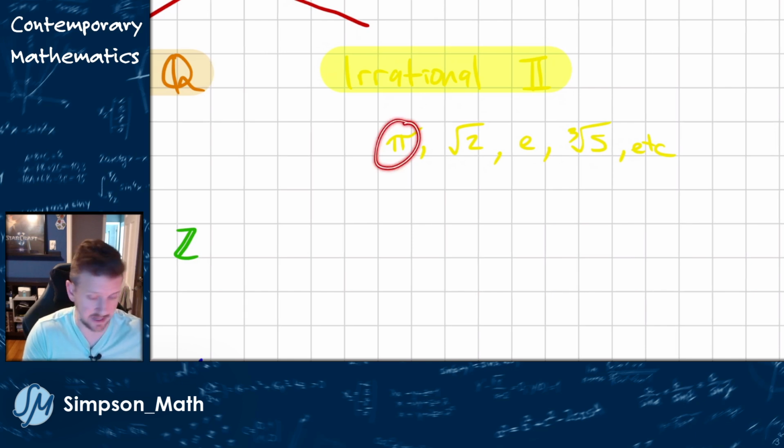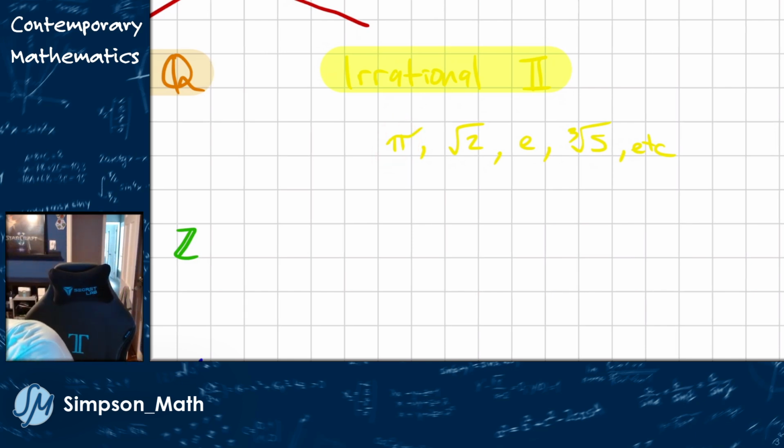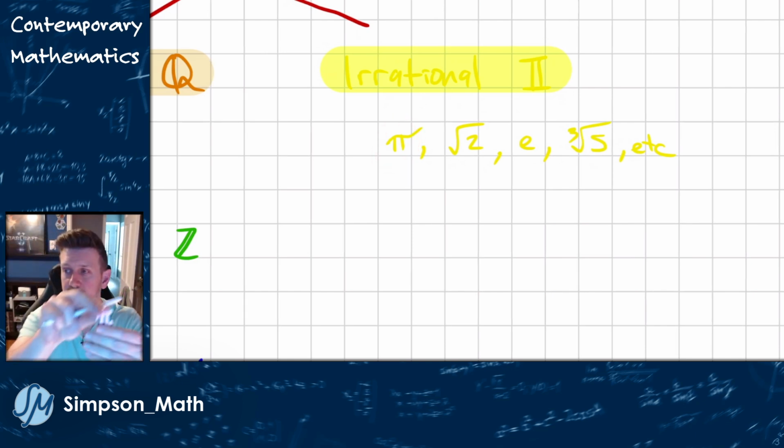So famously, pi, like where'd my cutie pie go? This is one of my pi pins. It's a cutie pie. So that is an irrational number.